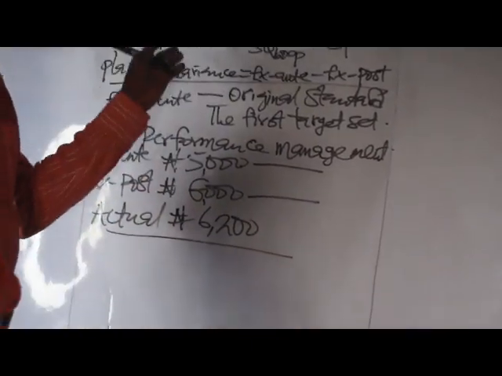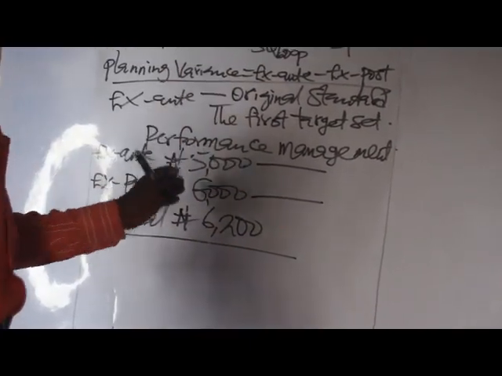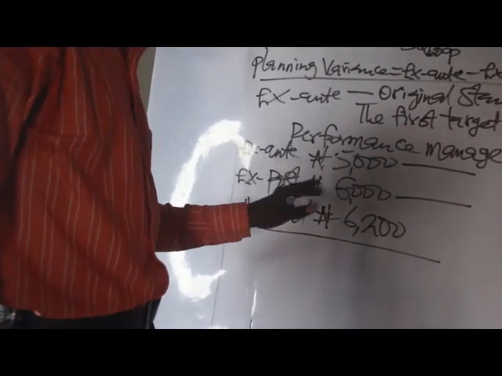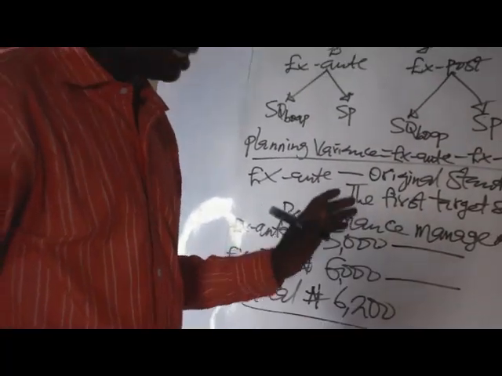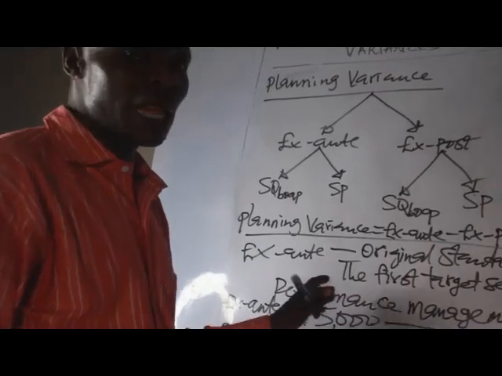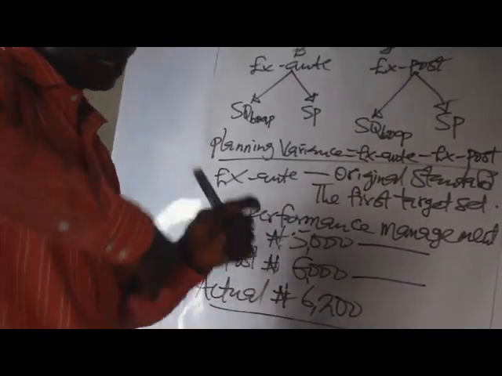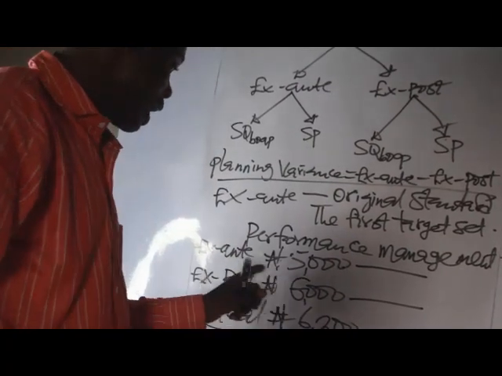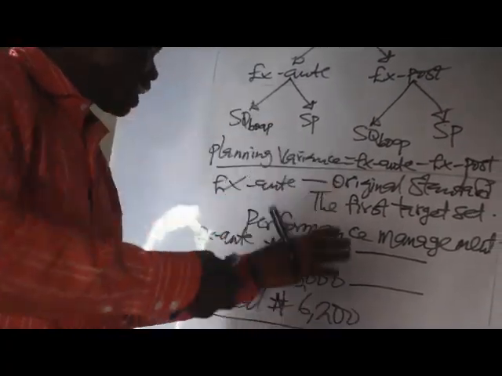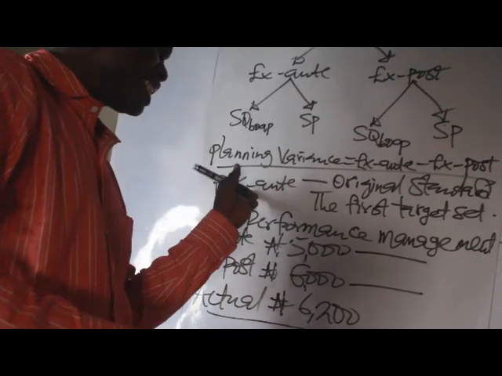So ex ante is the initial target set, while ex post is the latter target set, or the latter standard. Ex post is the latter standard, the standard you set later on. But the first standard you set is called ex ante.